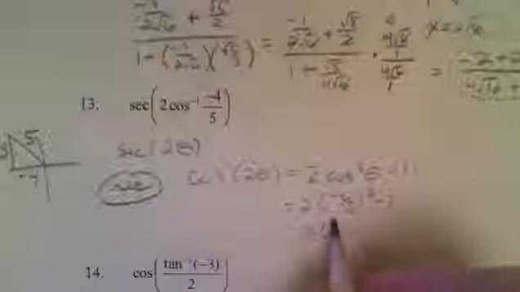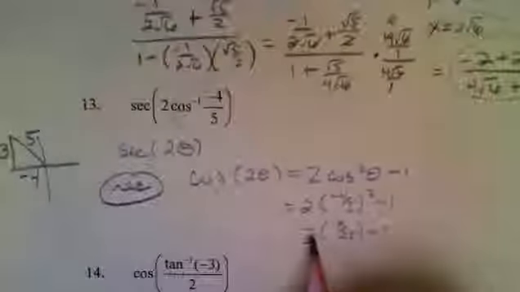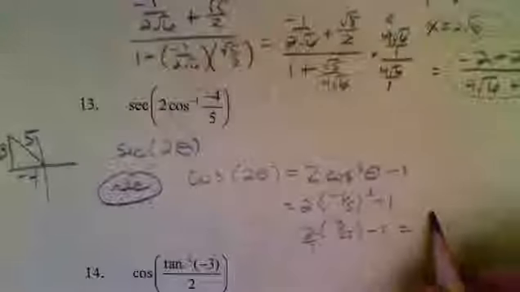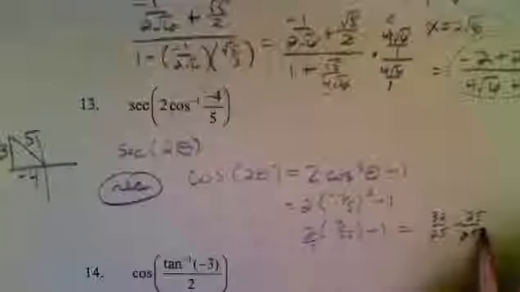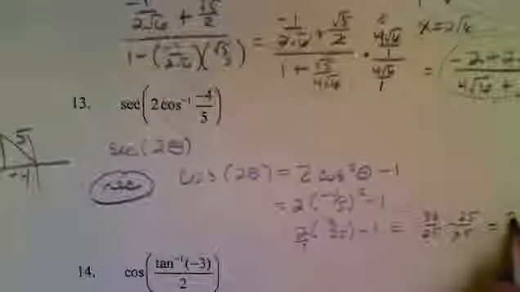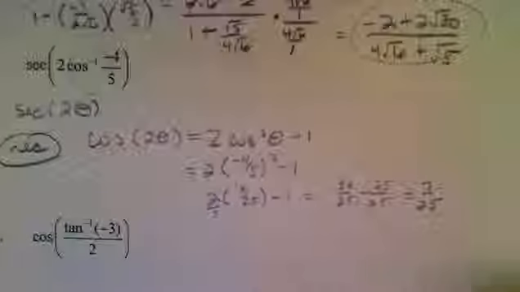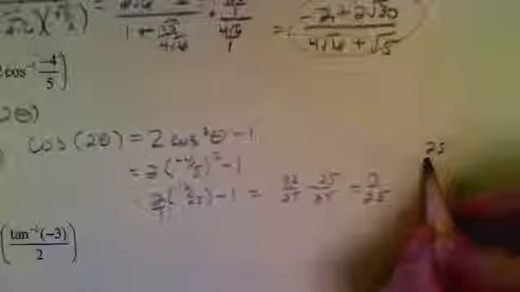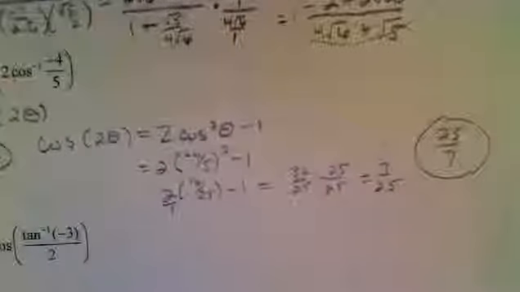I have to square first, so when I take that times itself, I get 16 over 25. When I take 2, which is 2 over 1, times 16 over 25, I get 32 over 25. Minus 1, which is 25 over 25, I get 7/25. Now, that is the cosine. I want the secant, so I have to take the reciprocal, 25/7. All right, and then see if we can get these two in.